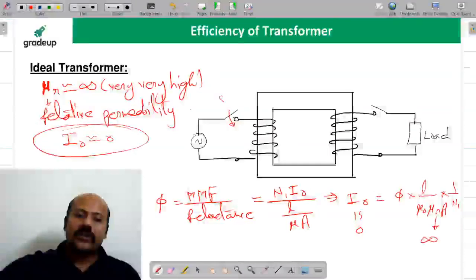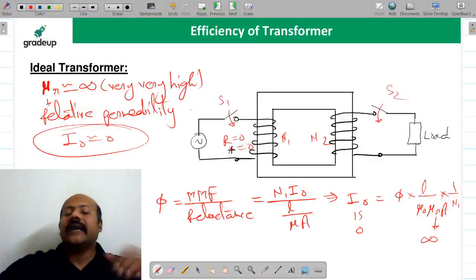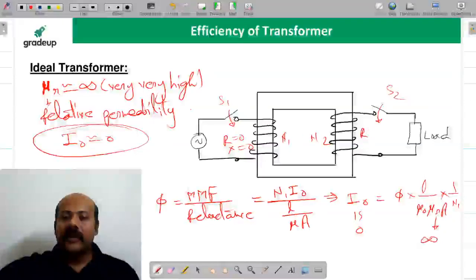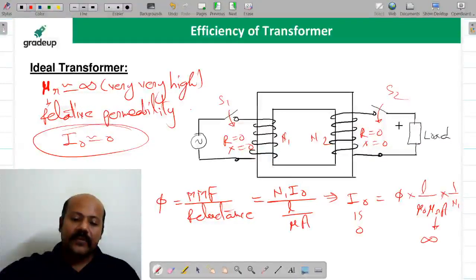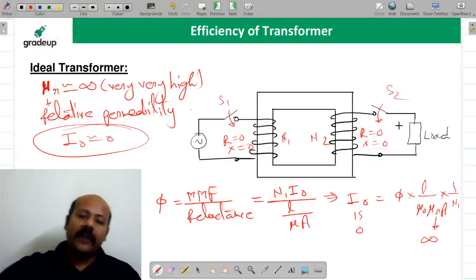This switch S1 is closed and this switch S2 is closed. For an ideal transformer, suppose this is N1, this is N2, R we are assuming 0, X we are assuming 0. This X actually represents leakage flux, which we will discuss after that. Here also Rx we are assuming 0. I hope it is clear. So what is going to happen, please tell me.